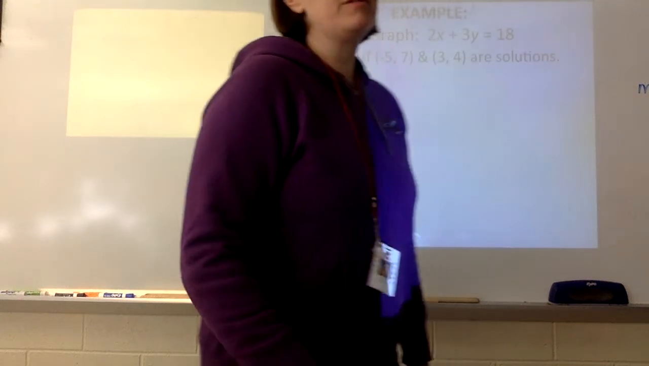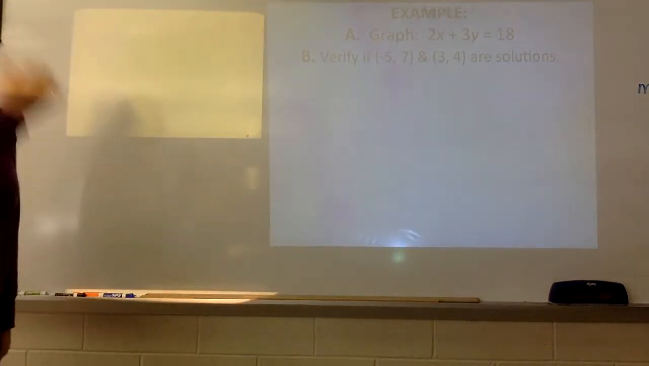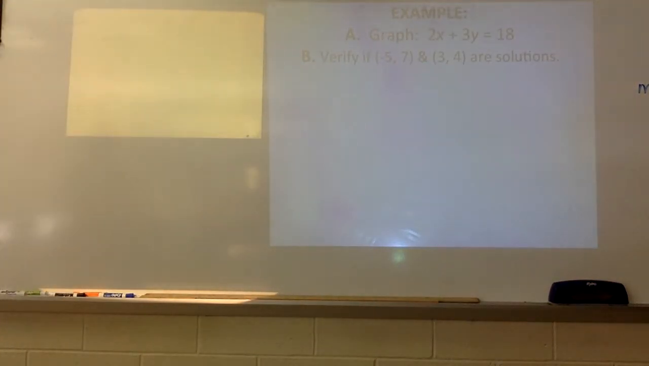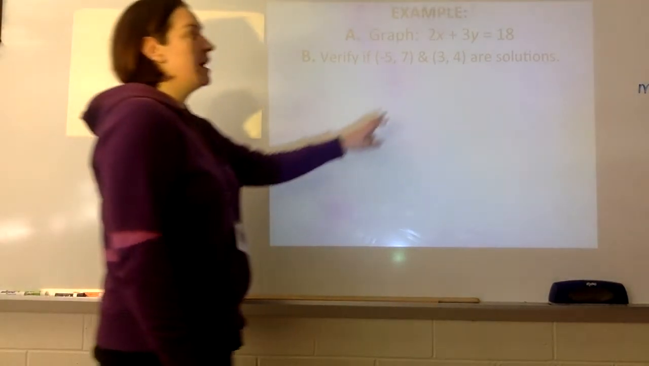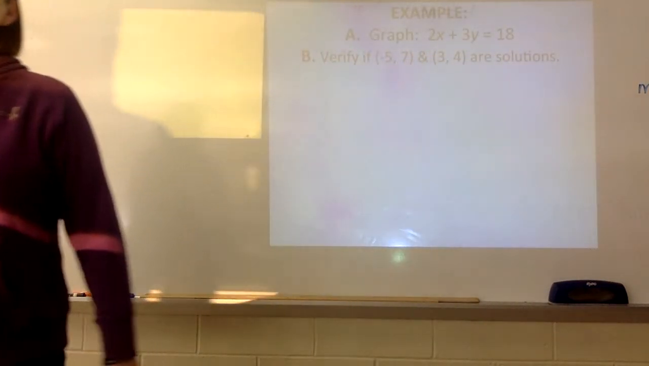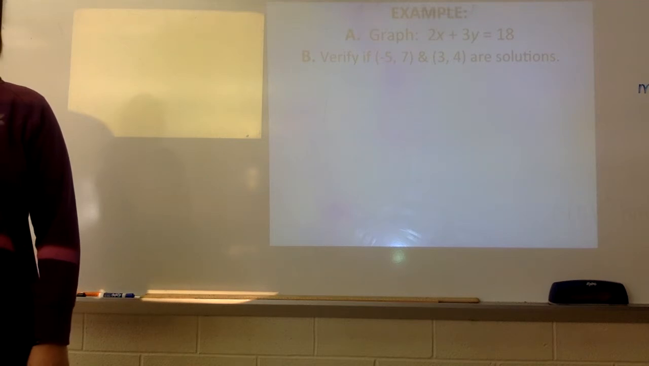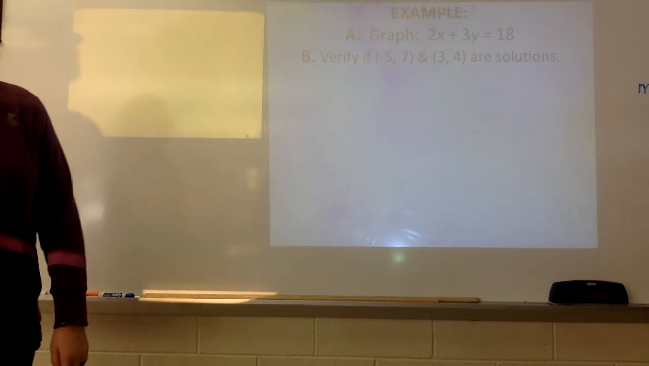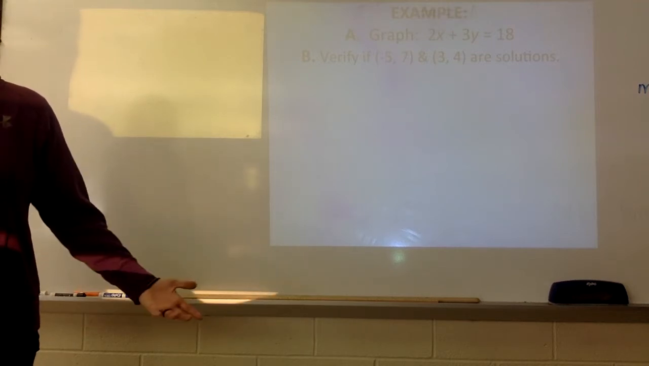So if we look at our first example, which goes way back to pre-algebra, when you first started learning to graph lines, if I asked you to graph 2x plus 3y equals 18, how would you do that right now without a calculator? 2x plus 3y equals 18. You're going to graph it. What would you do? Go ahead. You would solve for y, and then you would graph the line, correct?